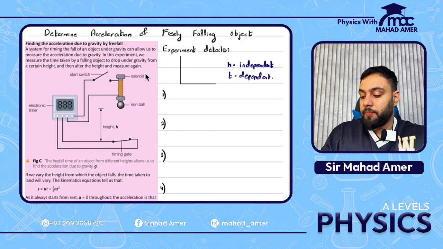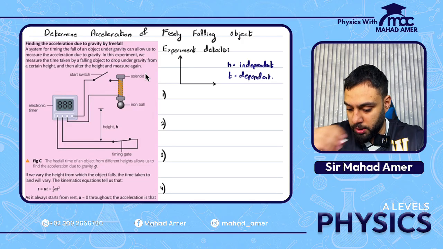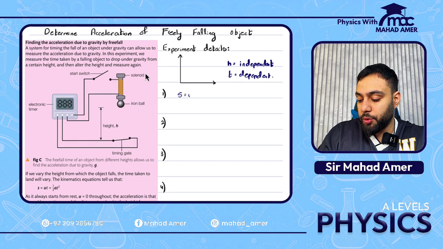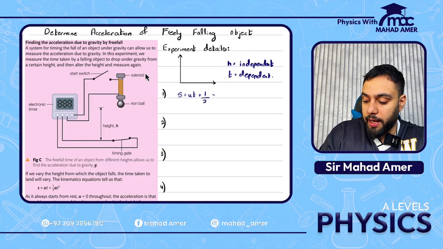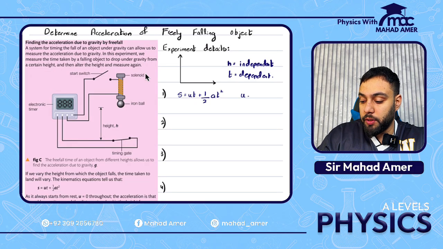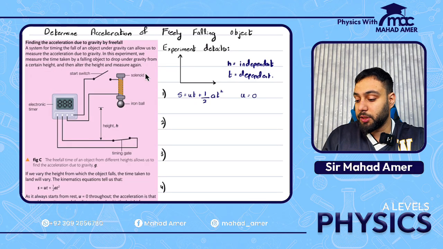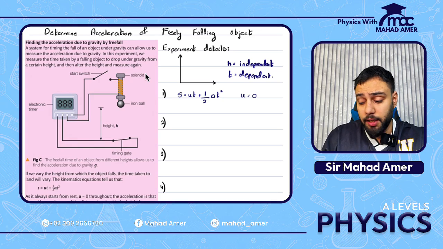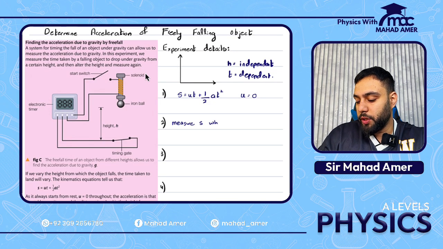Now in the experiment, the equation that we are going to be using is s equals ut plus half at squared, and we will always be using u as 0. That would be the initial velocity. We'll start off with that, and then measure s, which is h, by a meter rule, and h will be in meters.